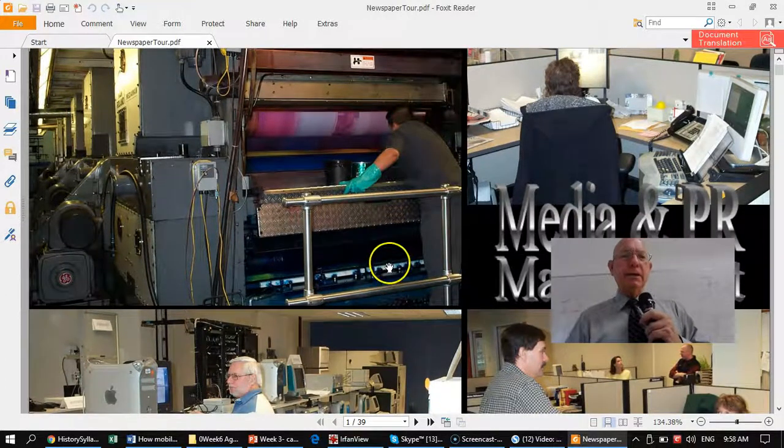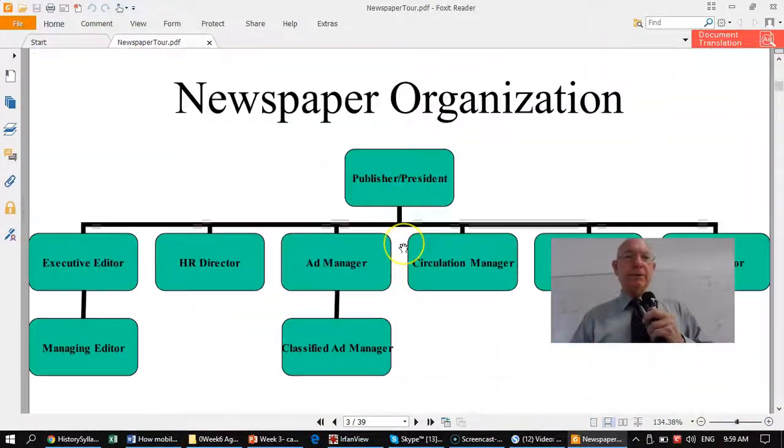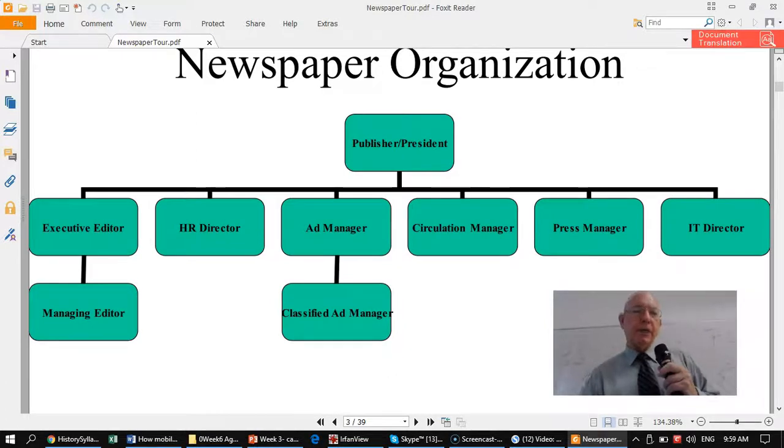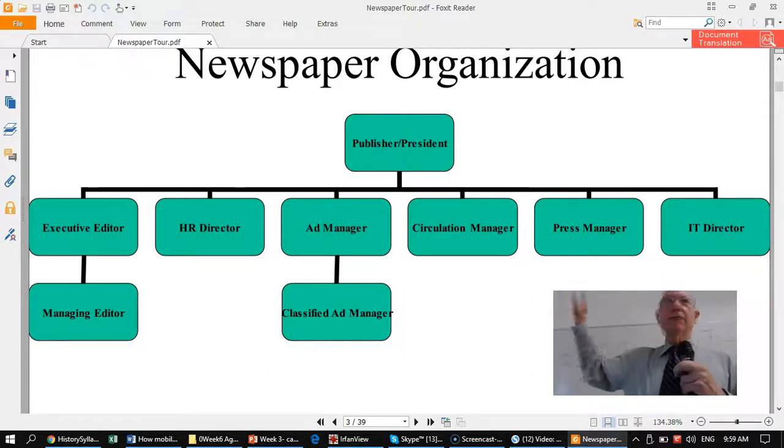They shared an organizational chart, and I wanted to go back to that. It doesn't cover everything, obviously. It doesn't have any reporters on there, for example. But the idea is to make you think about how complex a newspaper is. This is the medium-sized newspaper that I worked at, with under 50,000 circulation.